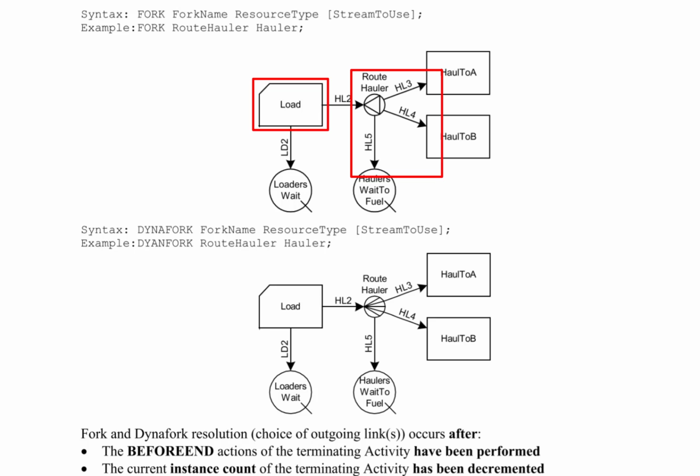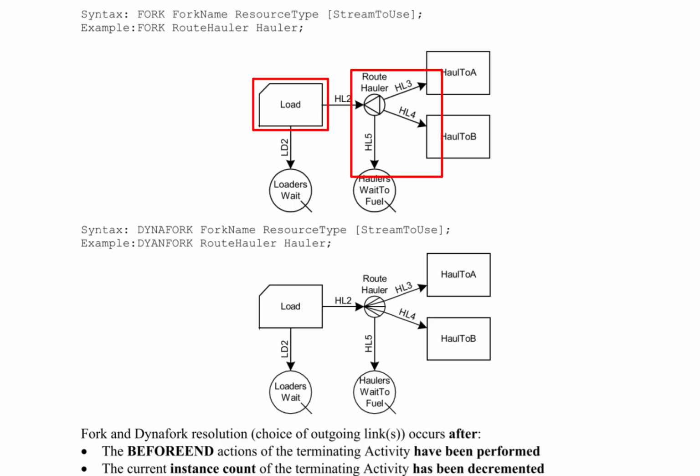After the fork route hauler selects an outgoing link, there is a clear path for the hauler resources to follow when they are released by the terminating instance of activity load. The mechanism by which a fork route hauler will select one of the three outgoing branches is based on the strengths of those three branches, HL3, HL4, and HL5. The strength of a link is determined by the strength statement that will be described shortly. If no strength statement appears, then each link has the default strength of 1.